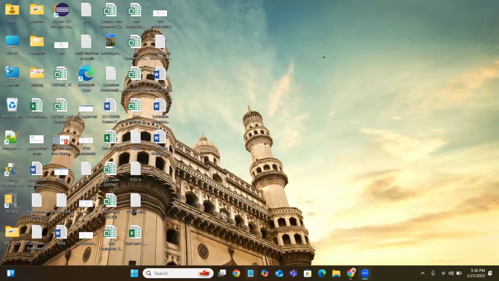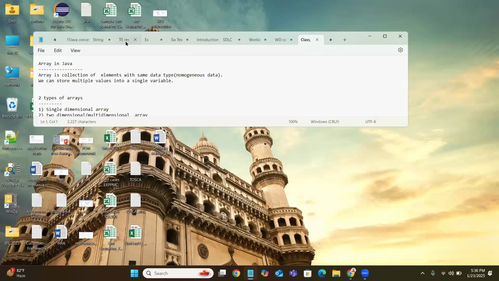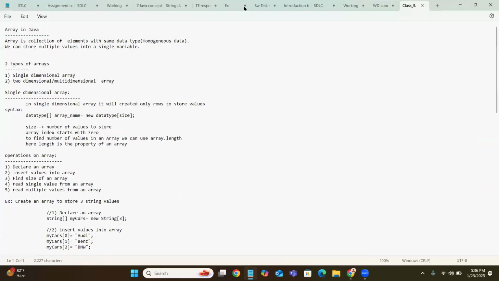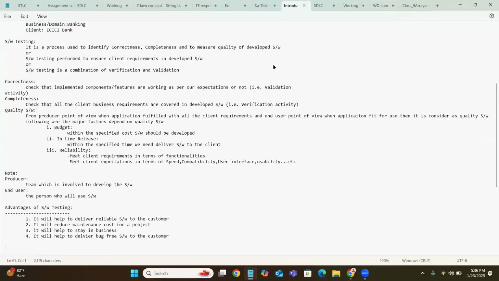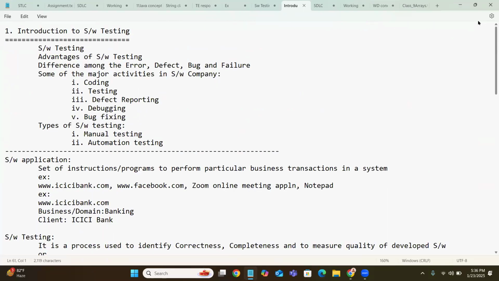In the last session, we discussed the introduction to software testing, right? These are the topics we discussed. This is the first chapter in our course, software testing. What are the concepts here? We have to discuss software testing, advantages of software testing, and the difference among error, defect, bug, and failure.